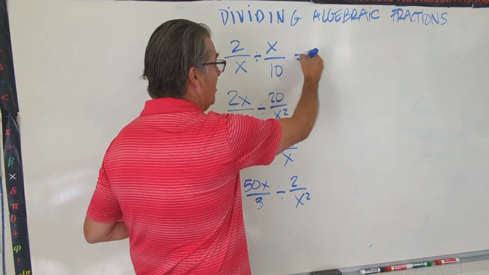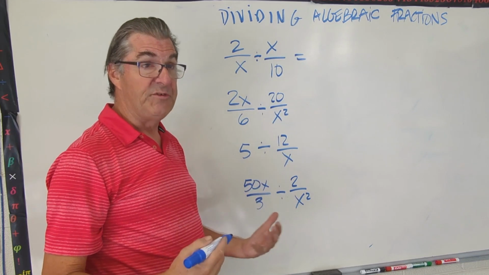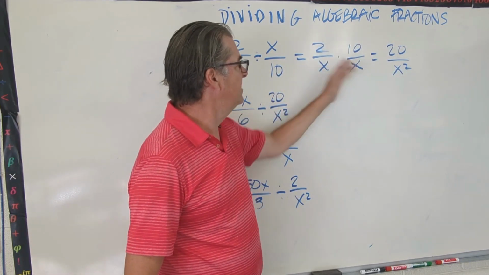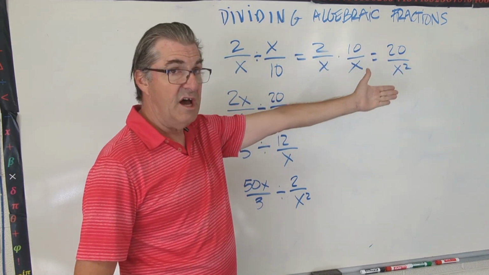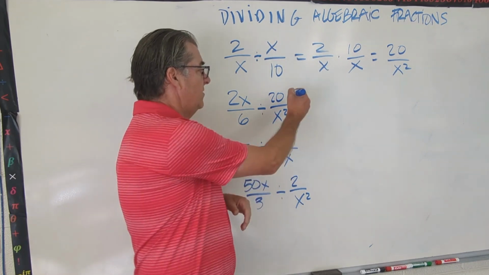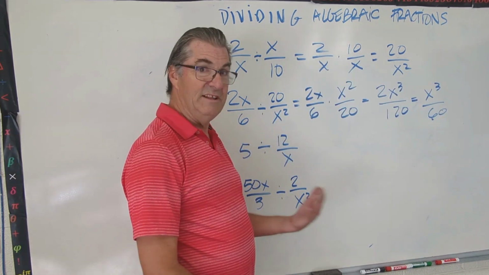Here it is. I call it flip and multiply. So I flipped my second fraction, x over 10, to 10 over x. Then I just multiplied straight across the top and across the bottom, and I get 20 over x squared. Okay, so try that one. All right, let's see how you did.